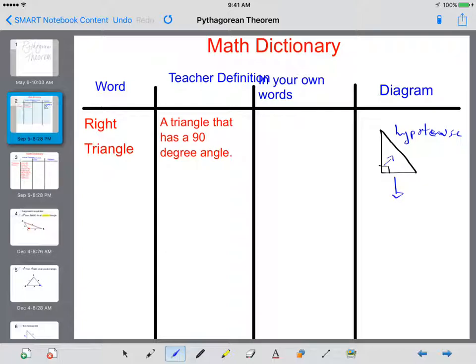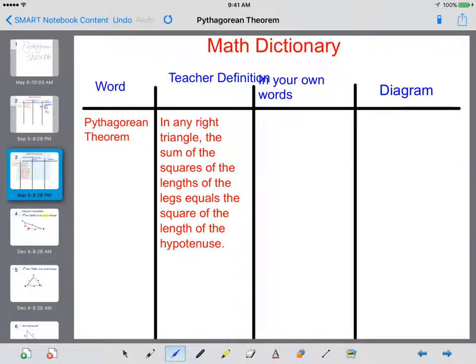The other two sides are simple. They're just called the legs. And this is important terminology as we get into our next word called the Pythagorean Theorem, which says in any right triangle, the sum of the squares of the lengths of the legs equals the square of the length of the hypotenuse.